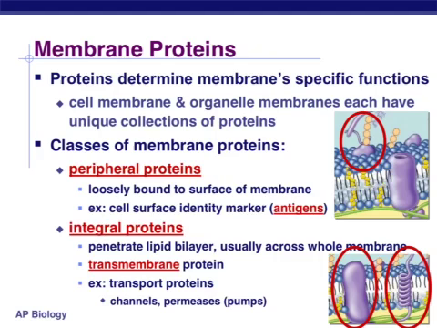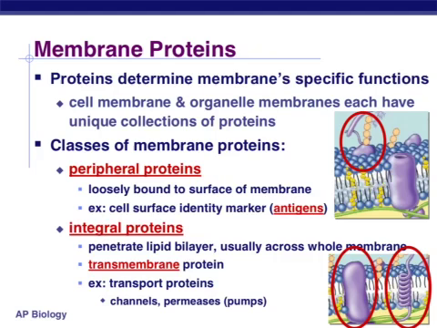Okay, so because there's so many different kinds of proteins, and because there's so many different types of cells, your proteins are going to determine how your cell's membrane functions. All right, and it's because we have tons of proteins and we have tons of cells. Each cell isn't going to have the same kind of proteins on it. We have classes of membrane proteins.